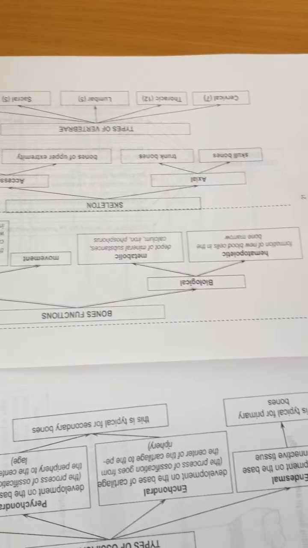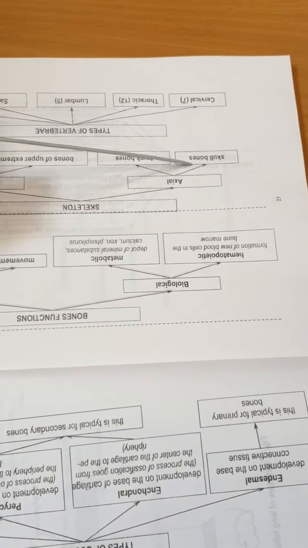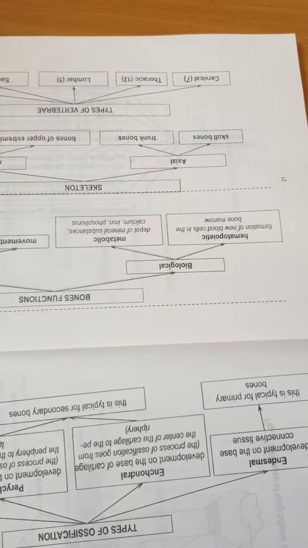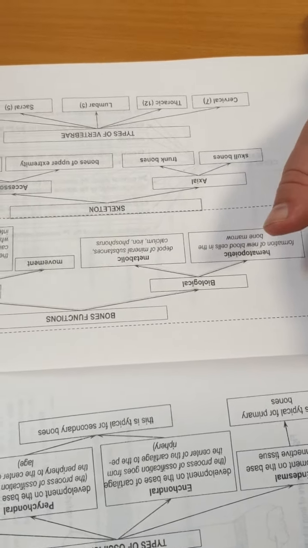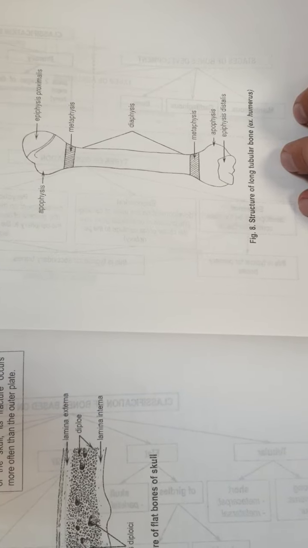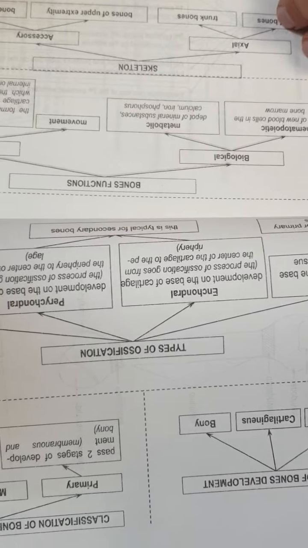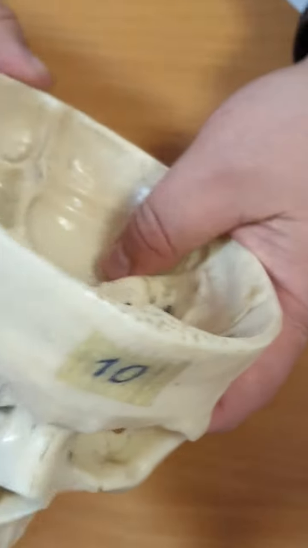What else? Oh, that is types of it. That is clear, axial, accessory. Axial, that is skull bones and trunk, and accessory skeleton, that is bones of upper and lower extremity. What else? Oh, that is a structure of tubular bones: diaphysis, metaphysis, epiphysis, apophysis. I think you already know what it is, yes? What else? That's all.